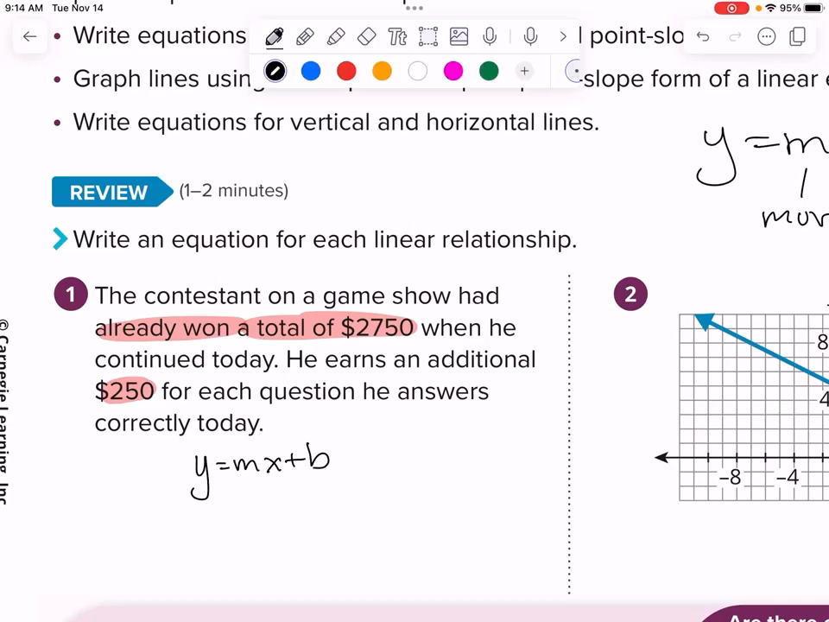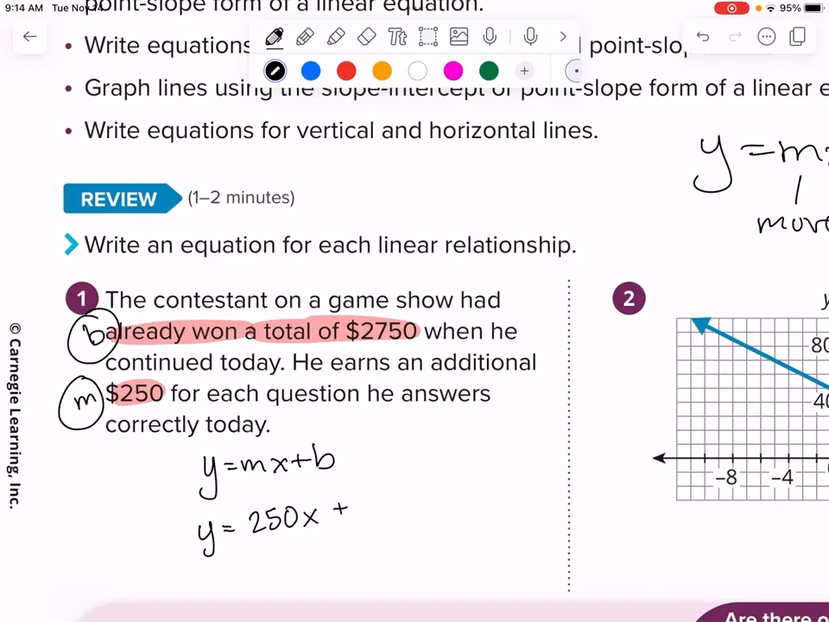So with this, we have to think about where we begin, how much we move. This part here is where we begin, and this part right here is how much we move. So we're just going to plug in those numbers into the equation. This is y equal to 250x. We're saying we're getting $250 for every x. X means questions that are answered correctly, plus b, and that is 2,750. That's our initial value. That's what we begin with that day.